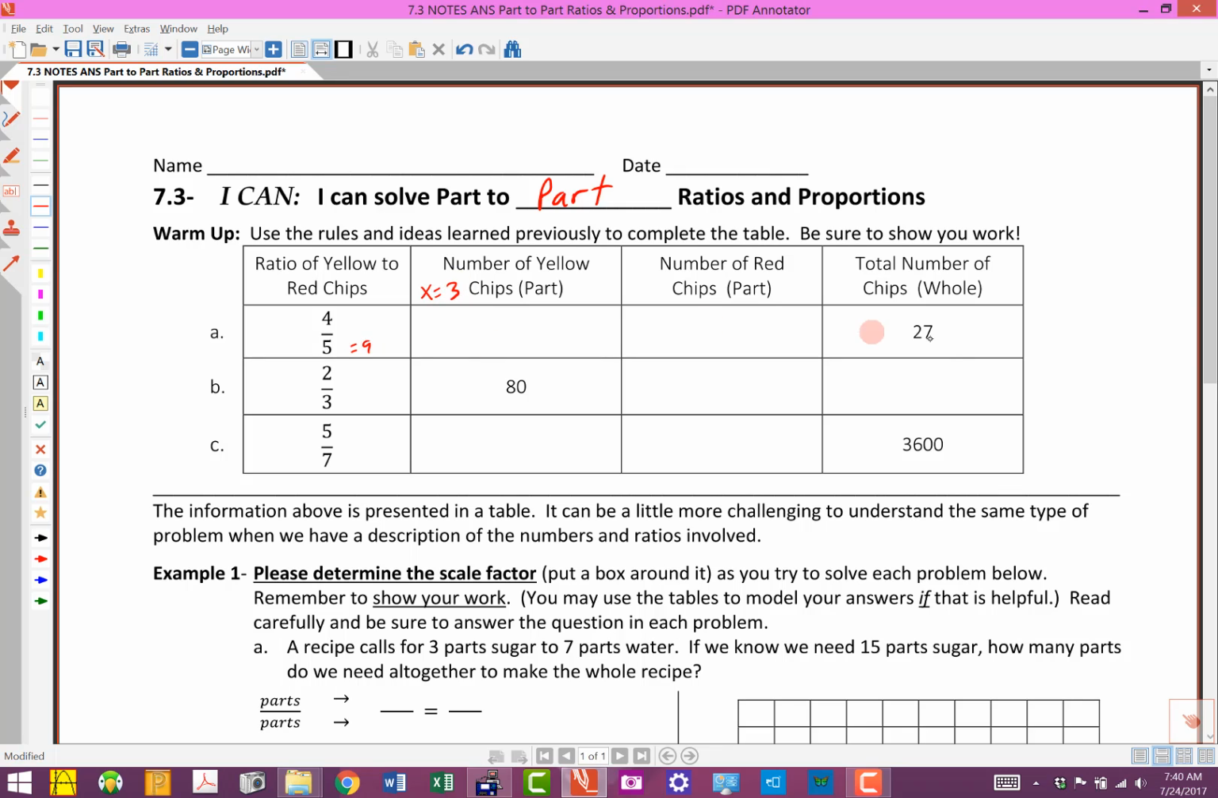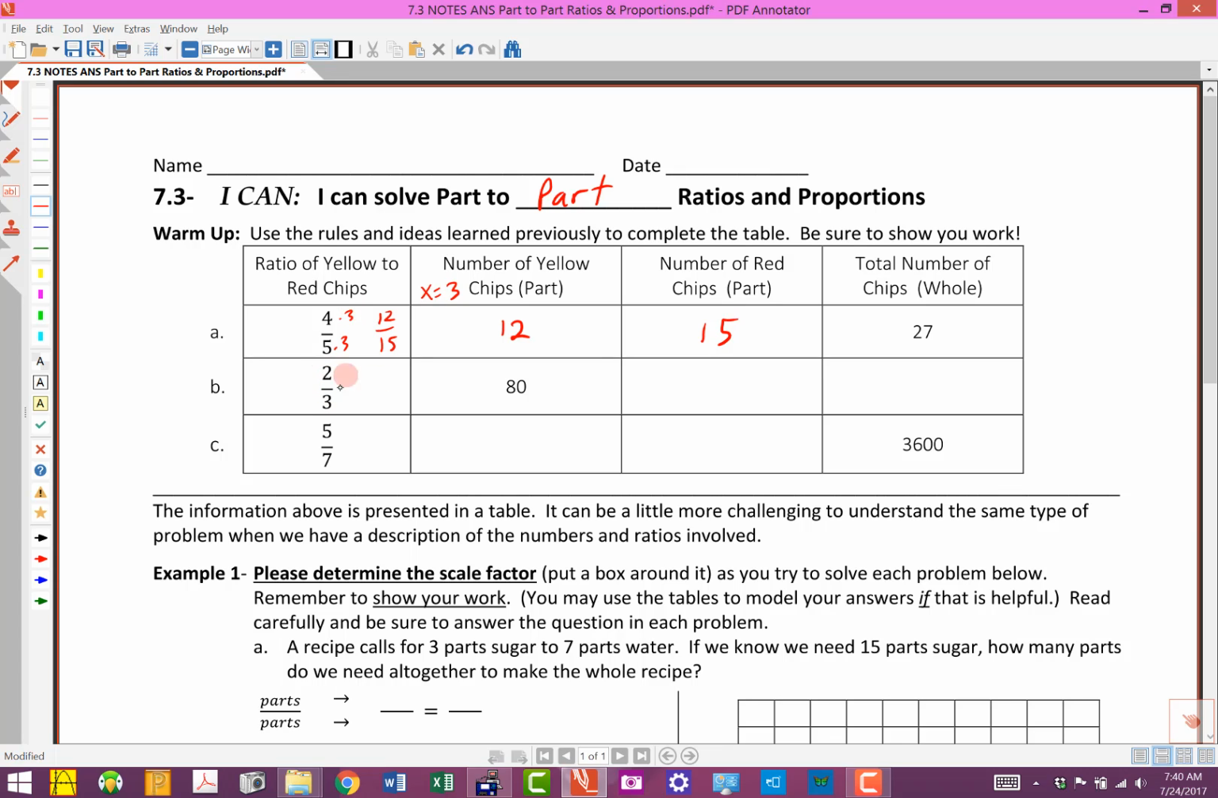We're going to multiply everything by 3. So if these add up to be 9, if we multiply by 3, we get 27. So if I do 4 times 3, I end up with 12. And if I do 5 times 3, I end up with 15. So let's just double check. We've got 12 and we've got 15. Those add up to be 27, so that part looks okay. And if I were to do 12 over 15, does that reduce to 4/5? It does, so those are equivalent fractions.